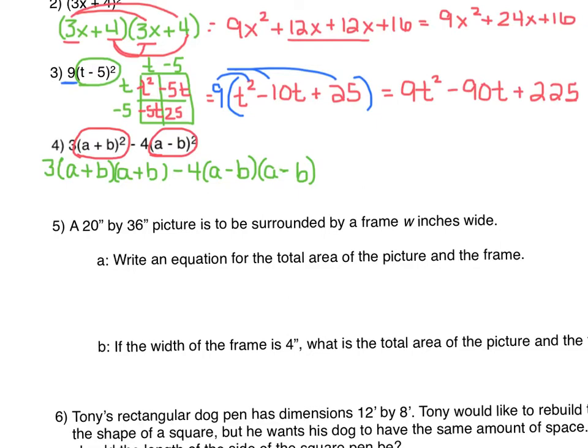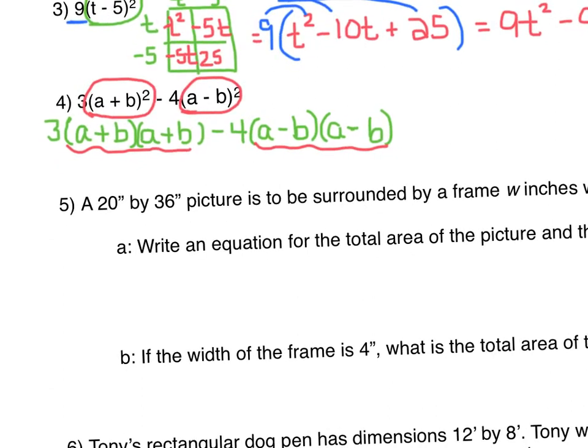Okay, now I'm going to FOIL here and FOIL here. So here, this is going to leave me with a times a is a squared. A times b, we can just write as positive ab. That's the part that you might not be super familiar with.